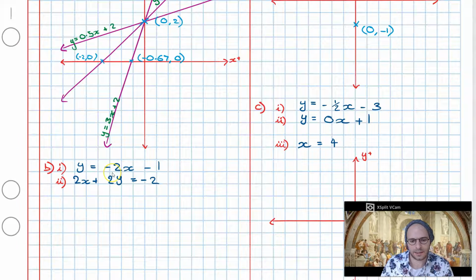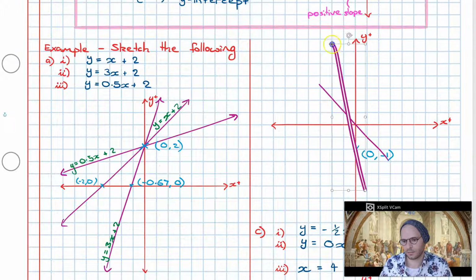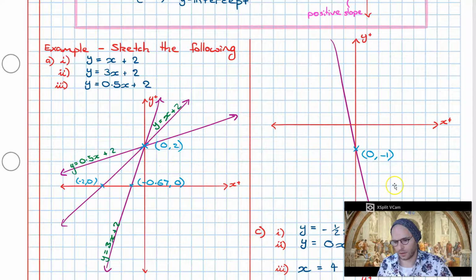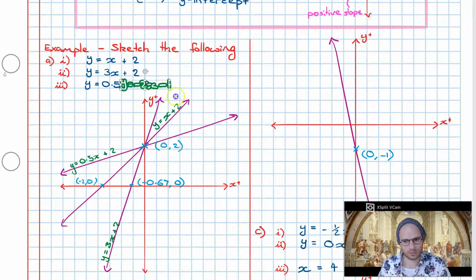Now looking at the gradient, we have a gradient of -2. So what this means is we're going downwards. We're going downwards and we start at 45 and then we're like, nope, we need to be steeper. So we go down at a faster rate. Make sure that the line cuts where I've said it should cut. And then I'll make it nice and pretty with some arrows. Boom, we've managed to sketch the linear relationship y equals -2x minus 1.